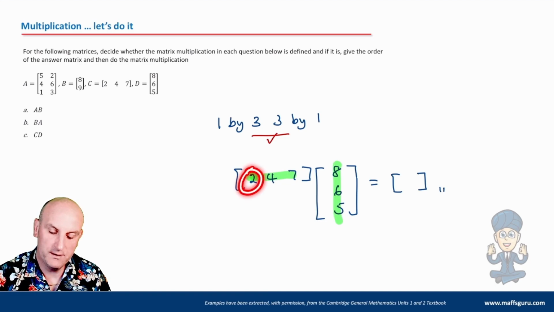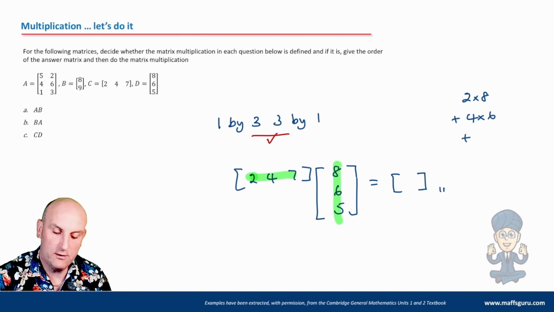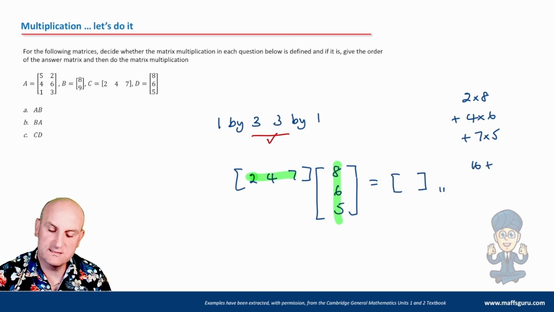first number by the first number, which is 2 times 8. We're going to add on the second number by the second number, which is 4 times 6. And then we're going to add on the third number and the third number, which is 7 times 5, which is going to give me 16 plus 6, 12, 18, 24 plus 35. That's 40. That's going to give me 75.